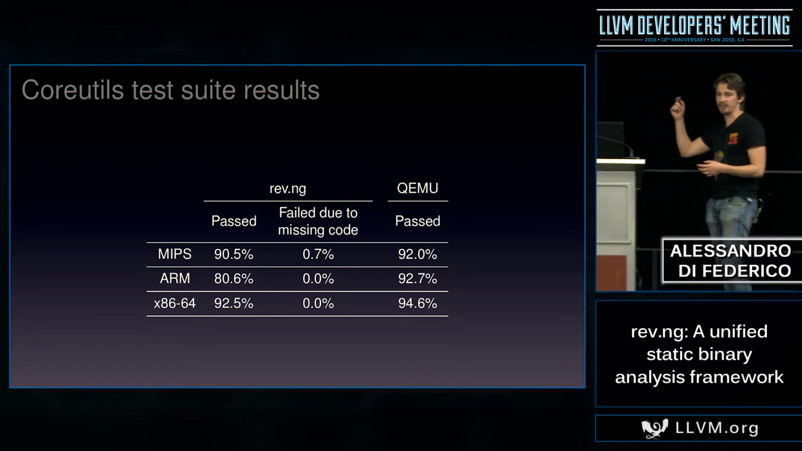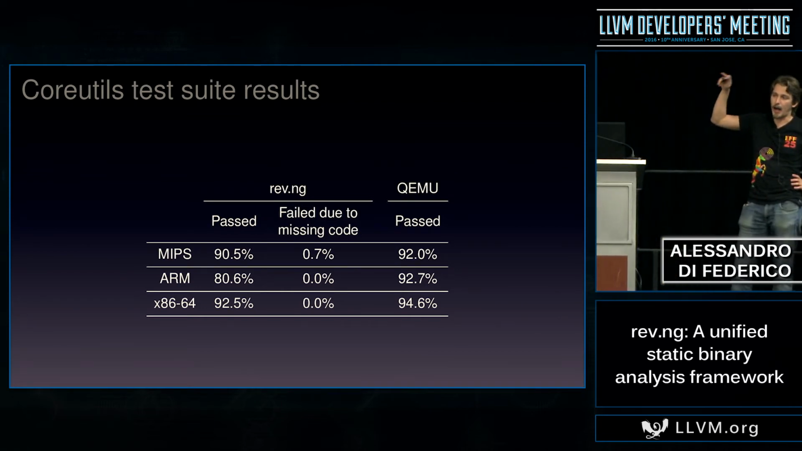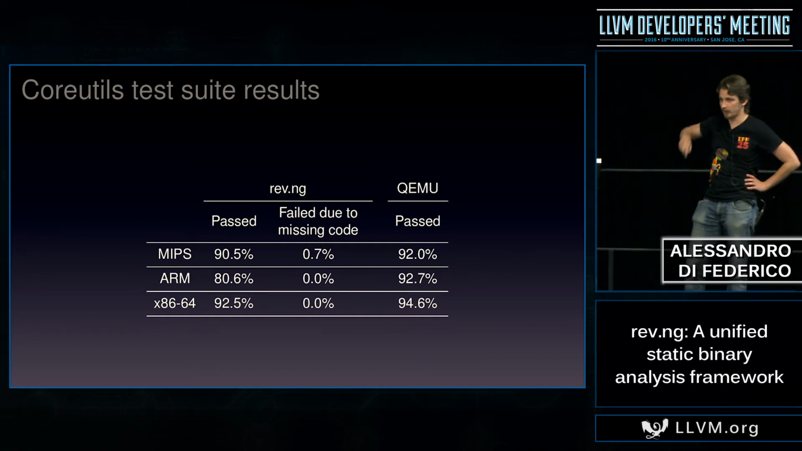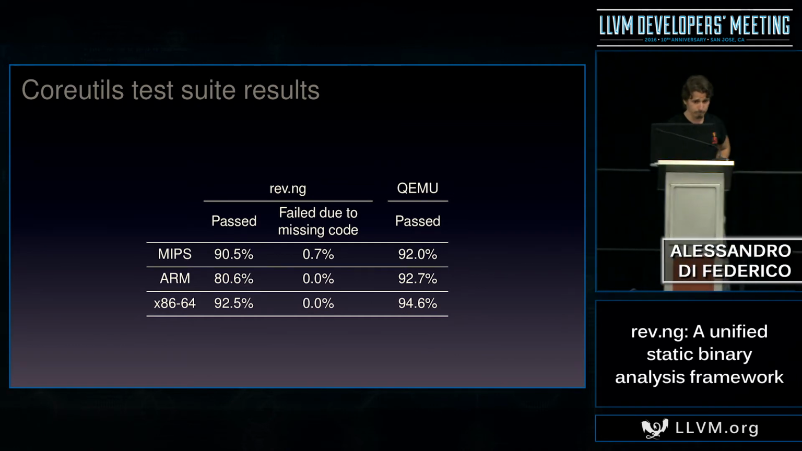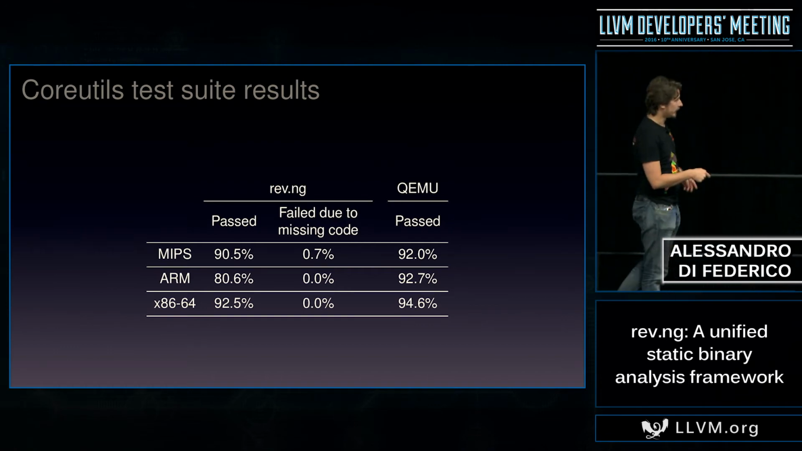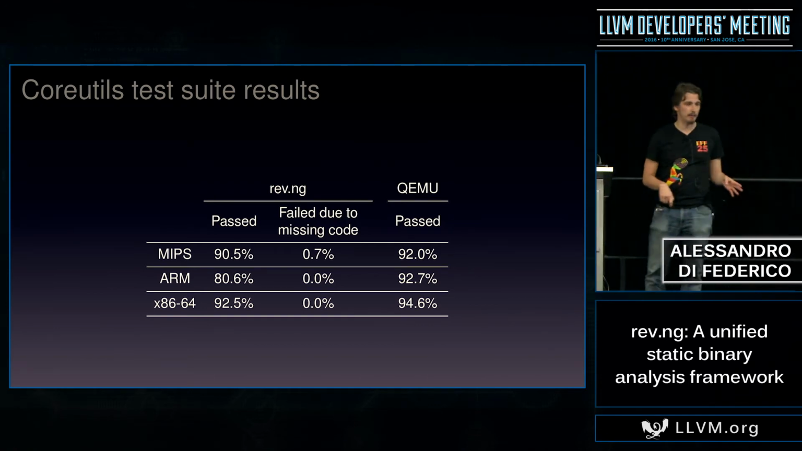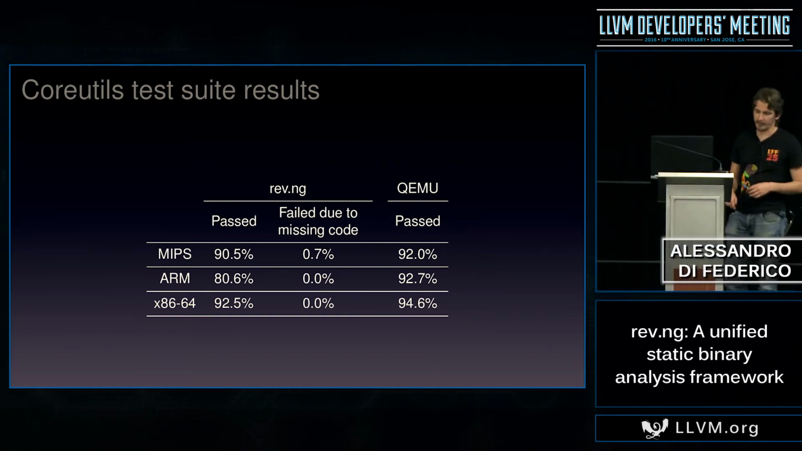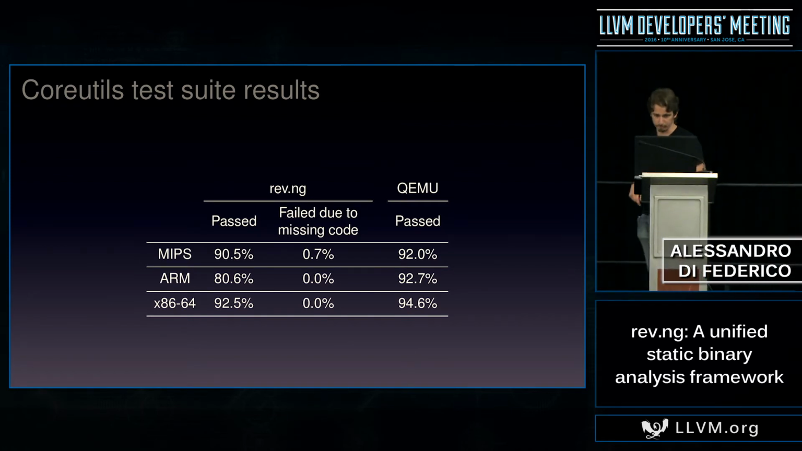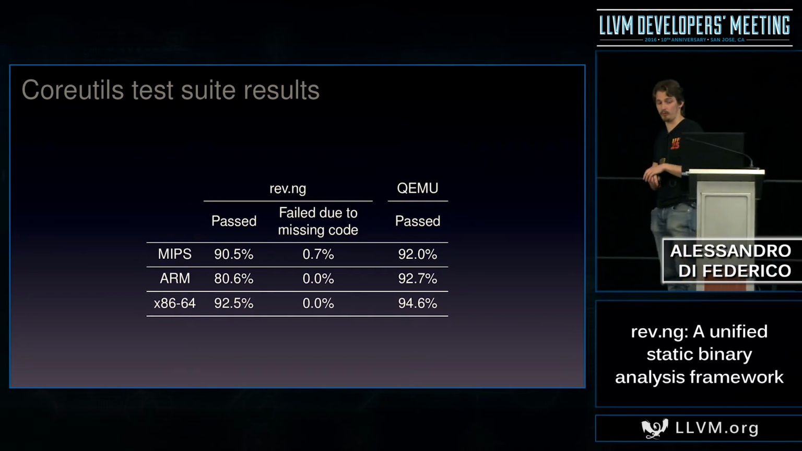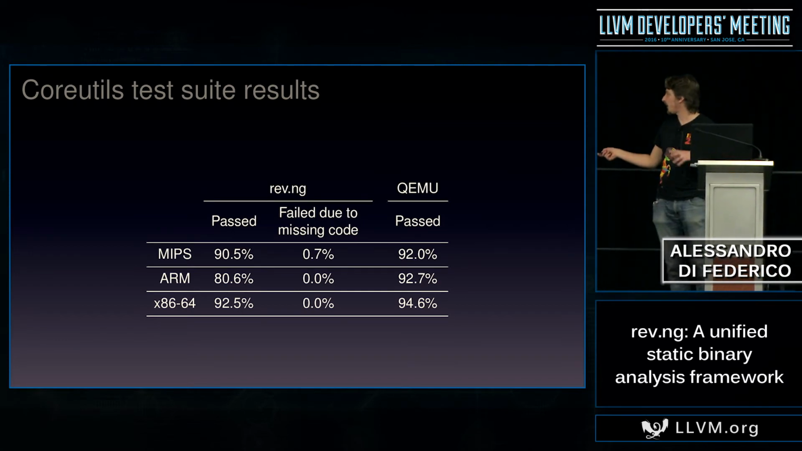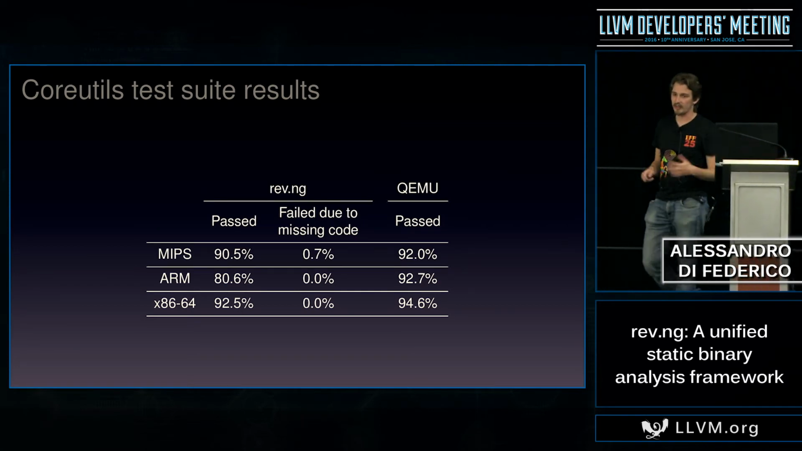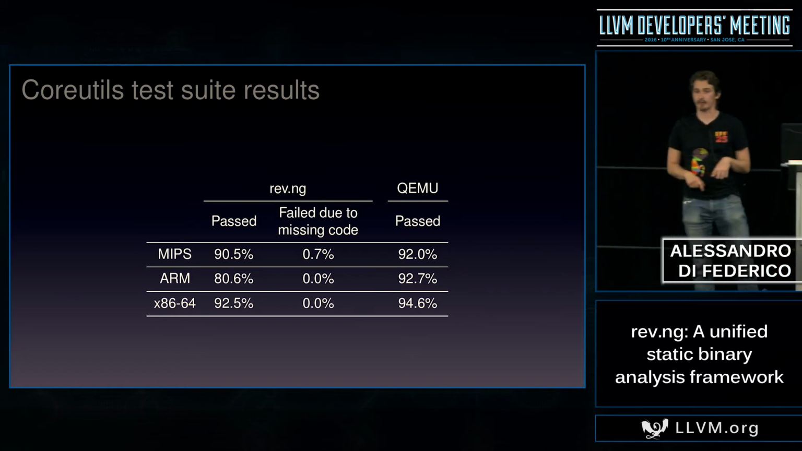If you remember, at the beginning I mentioned the abort default case for the switch statement composing the dispatcher. It's basically none. There is a small amount in MIPS, which is a corner case that I can discuss if you're interested, but we have plans to solve it. If you're not completely satisfied with the result, consider that even QEMU, if you run the coreutils test suite under QEMU, gets slightly better results than us.